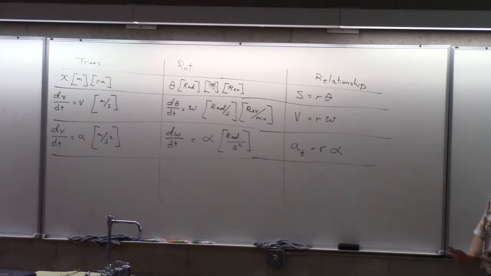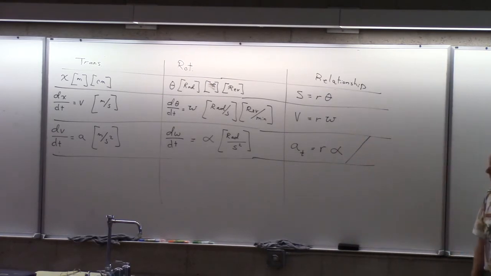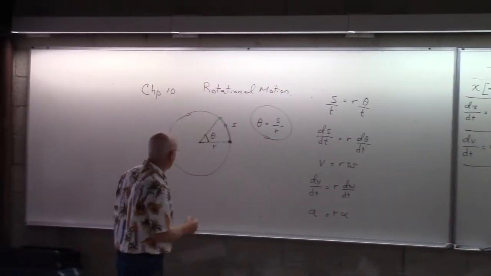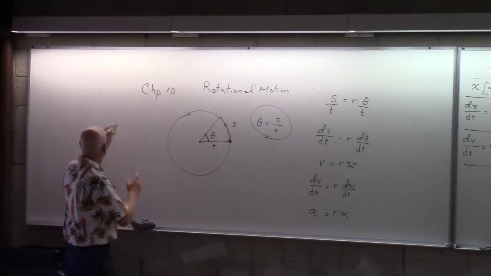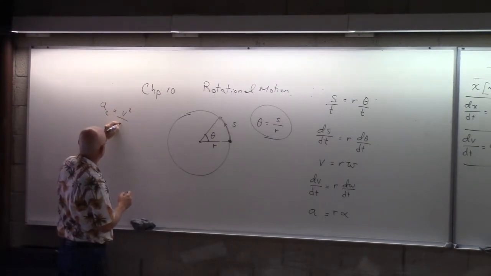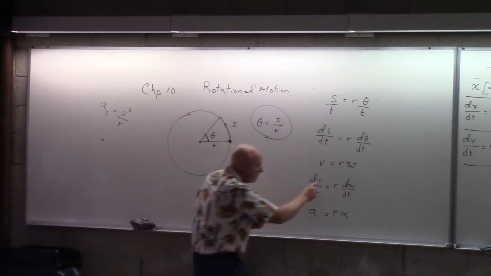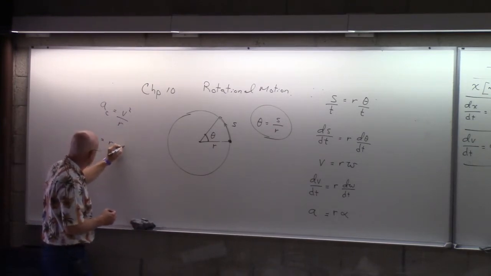Now, here's where I probably need to pause and say, be careful here, because acceleration can get misunderstood at this point. Because in the last chapter and the chapter before that, didn't we have, and maybe a good place to put it is over here, what we called a centripetal acceleration, which we said was v squared over r. Which we said, if you use this relationship, would be the same as r times omega squared.